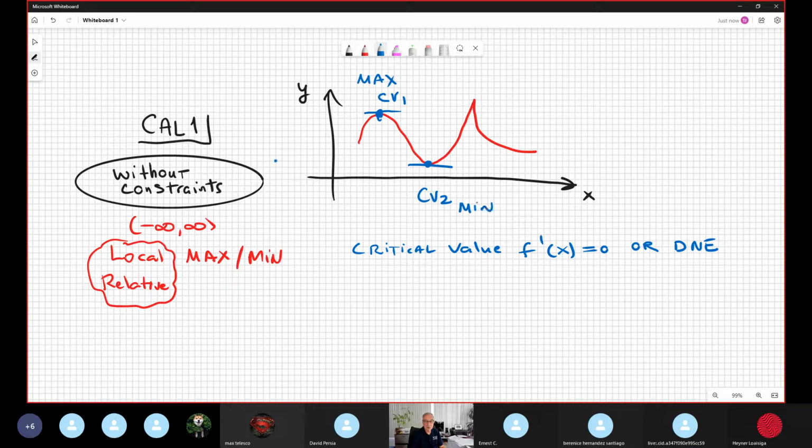And here we have another critical value, critical value 3, because it's obvious that at that corner or sharp point the derivative does not exist. Okay, so this is another candidate to be a critical value. Now there are many ways to prove if it is a maximum or a minimum. I like it so much, and we use in Cal 3 the second derivative test.